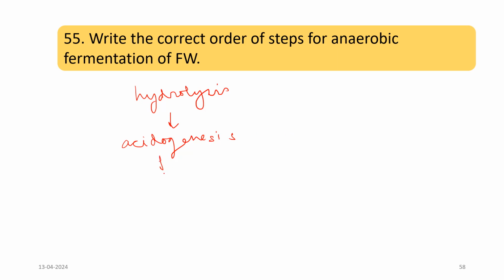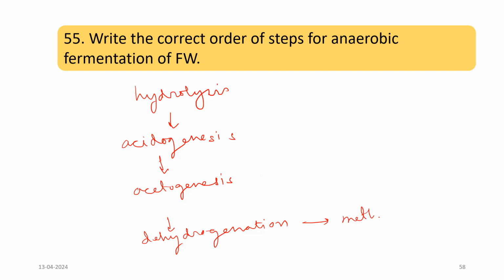Then acetogenesis, where acetate and ethyl acetate are produced. Next, dehydrogenation, where H2 is going out. And the last process is the methanogenesis. Here methane is produced. So these are the sequential steps for anaerobic fermentation of food waste.